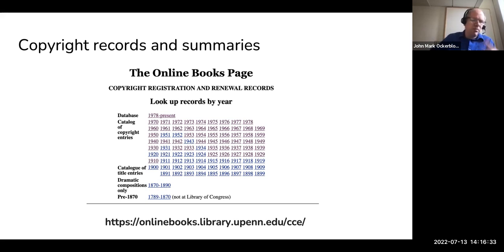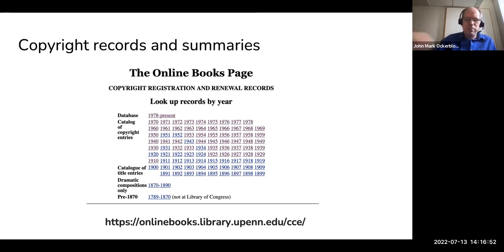It's been scanned. You can find volumes in HathiTrust and also scans from the Copyright Office itself on the Internet Archive. After 1978, or from 1978 onward, copyright records, including renewals in both cases, are also available in an online searchable database supplied by the Copyright Office.